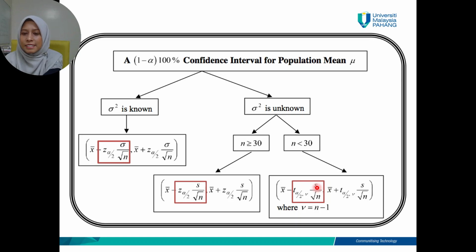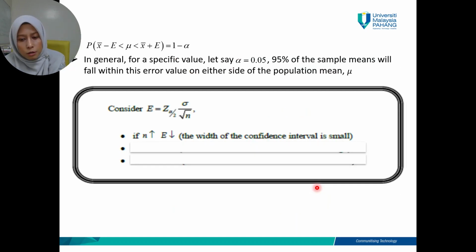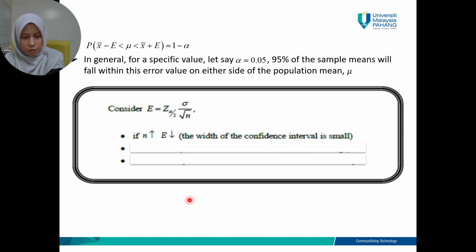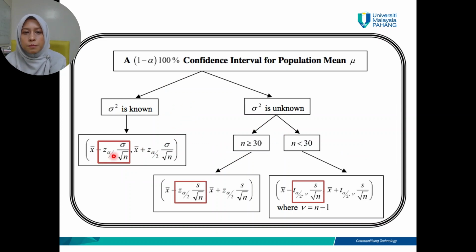So let's talk about how to reduce your estimation error. How do we manipulate the elements in these formulas to reduce the magnitude of your estimation error? There are three ways that you can use to reduce your estimation error. Number one, for example, let's consider this formula, which is taken from the first formula here.